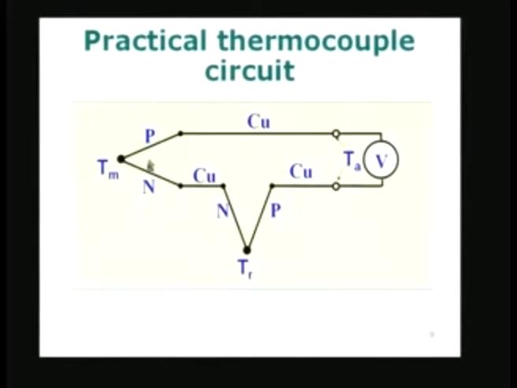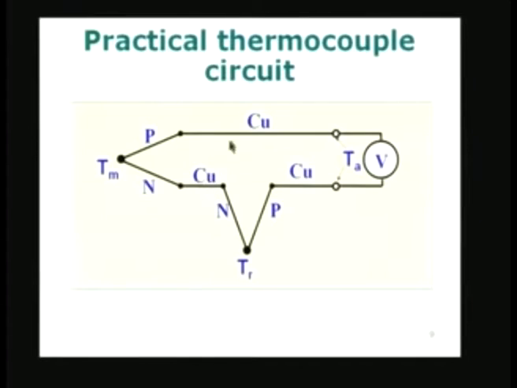We have the P and N material, positive and negative. Sometimes I use plus and minus, sometimes P and N, it means the same thing. One junction is at the temperature Tm, and I have the other junction at the reference temperature Tr, N and P material. This is P and N, this is N and P. This is very important. The junction must be between P and N here, and when you go round, it should be from N to P. This is very important.